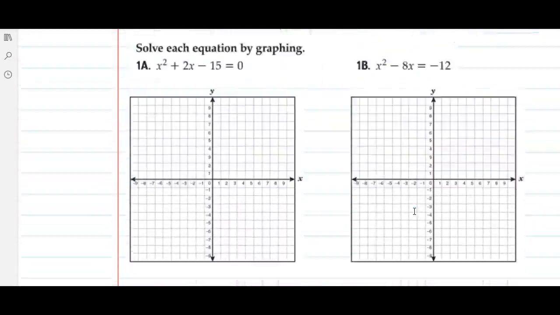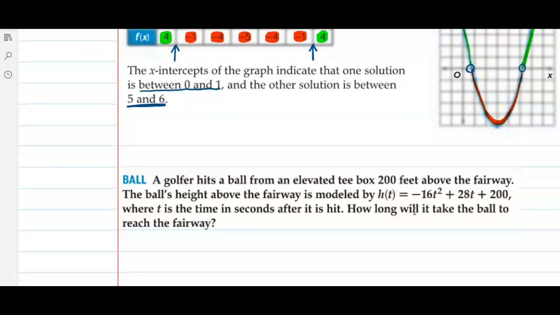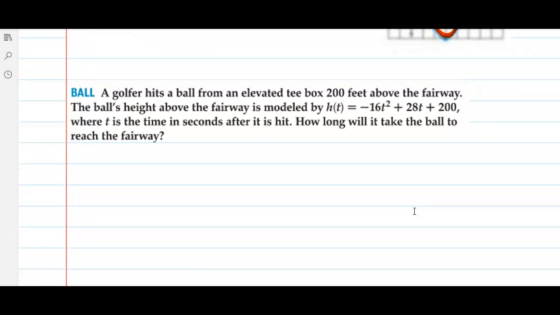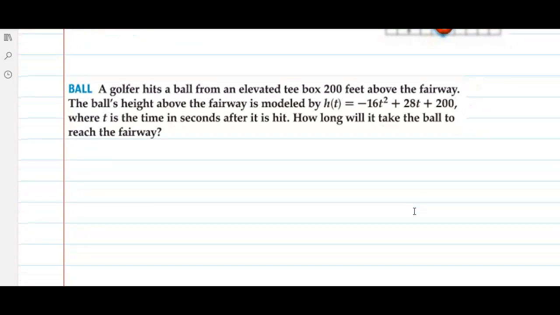All right, let's take a look at a couple more word problems. A golfer hits a ball from an elevated tree box 200 feet above the fairway. The ball's height above the fairway is modeled by this function, where t is the time in seconds after it is hit. How long will it take for the ball to reach the fairway?